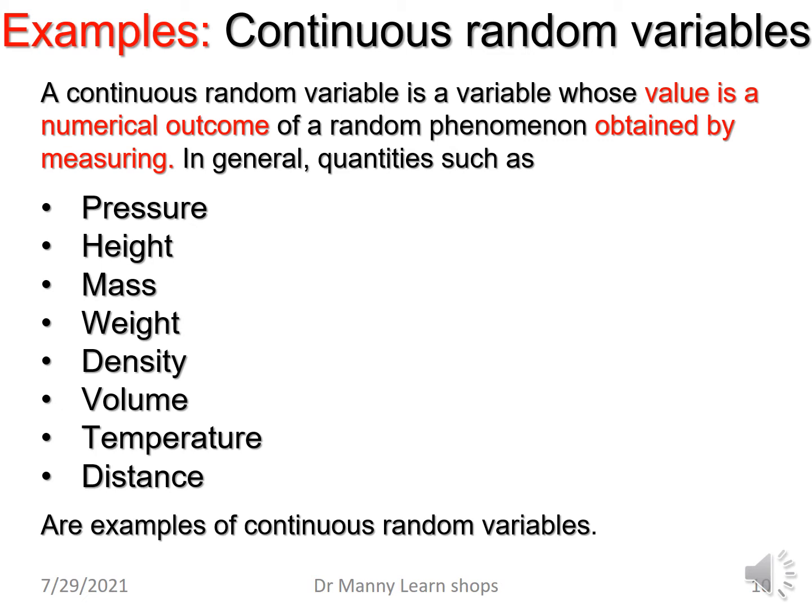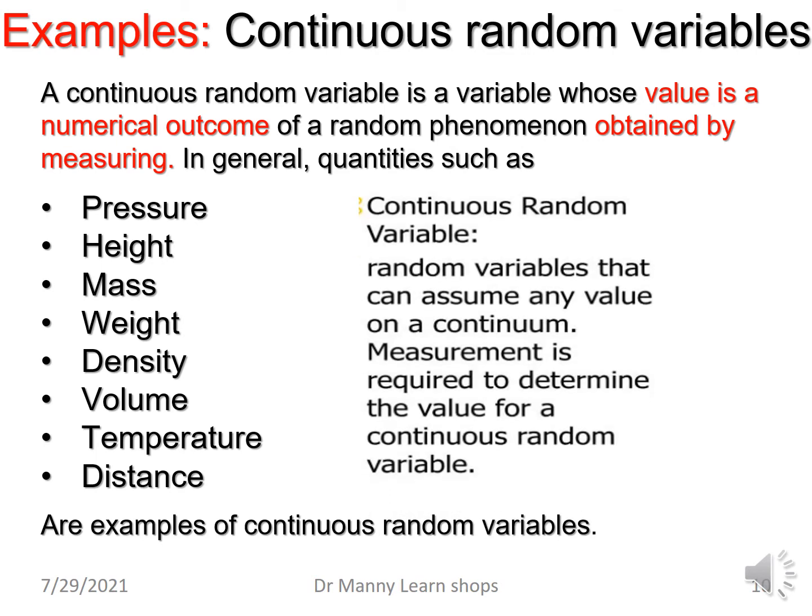Examples of continuous random variables are as follows. A continuous random variable is a variable whose value is numerically an outcome of a random phenomenon obtained by measuring. In general, quantities such as pressure, height, mass, weight, density, volume, temperature, distance are all examples of continuous random variables.